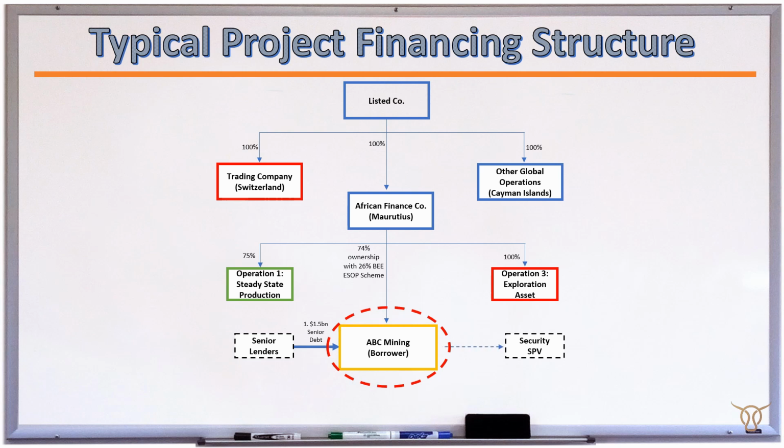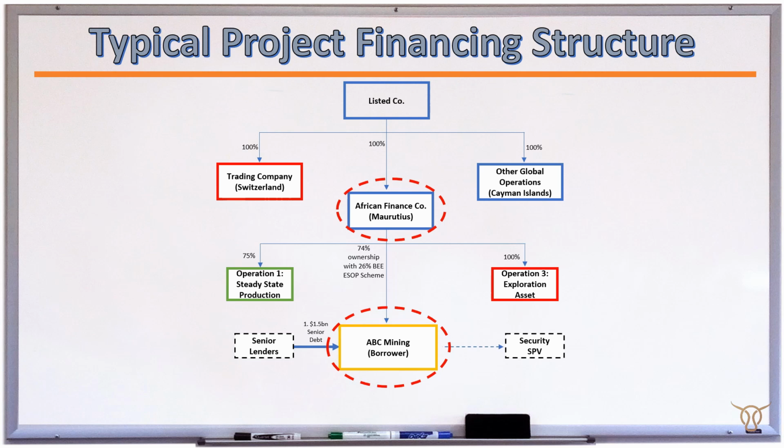The finance company, African Finance Co. This company directly owns the borrower and forms an intermediary link between the project company and the listed parent company. Intercompany distributions would usually flow between these companies. Typically, such intermediary companies would be domiciled in tax-friendly jurisdictions, Mauritius in the example below.